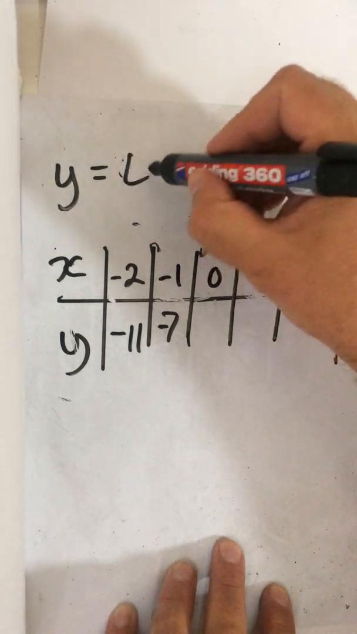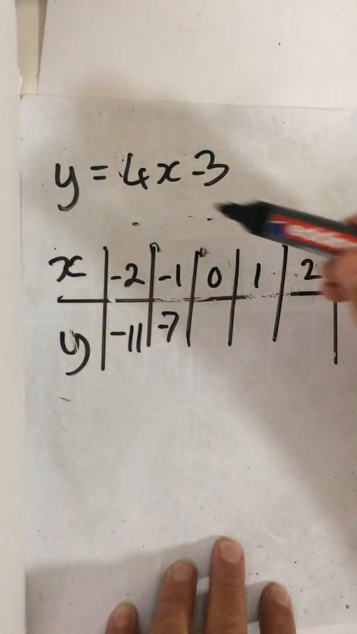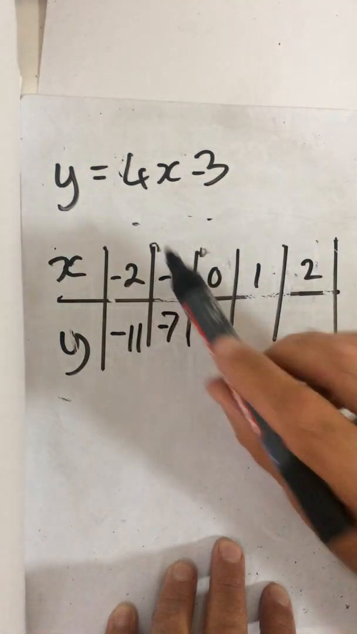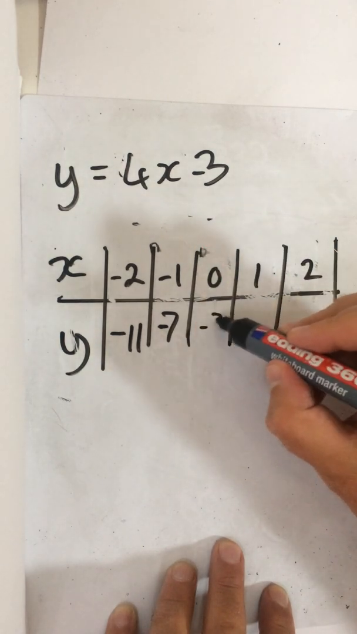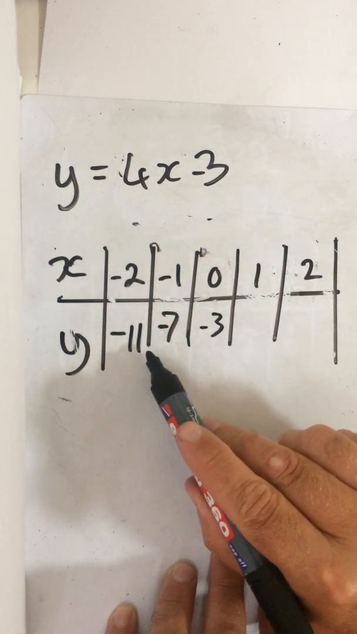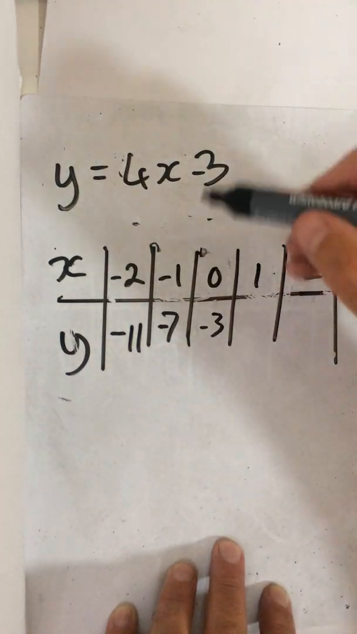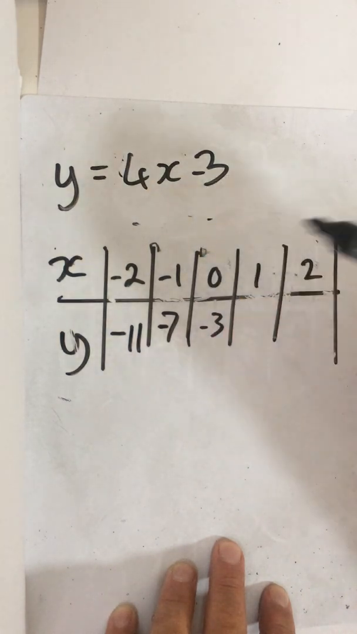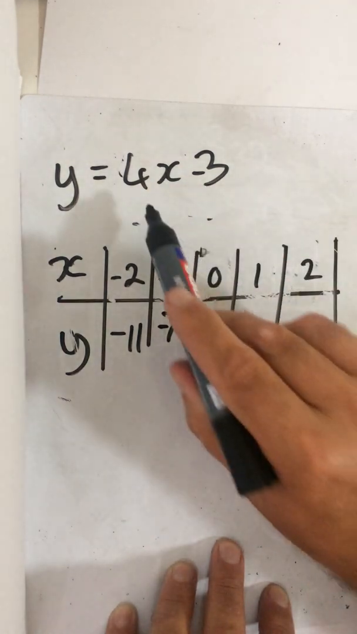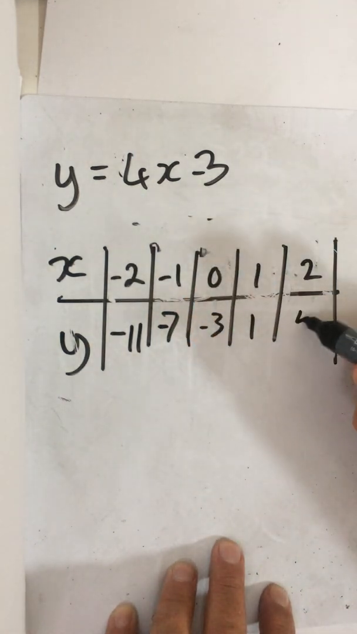So it's again 4x minus 3 is my equation. Now 0, 4 times 0 is 0. Take away 3, so that's going to be minus 3. And I can see already the difference here, isn't it? The difference is 4 each time. So I'm just going to make sure 4 times 1 is 4. Take away 3 is 1. Yep. Then 4 times 2 is 8. 8 take away 3 is 5.